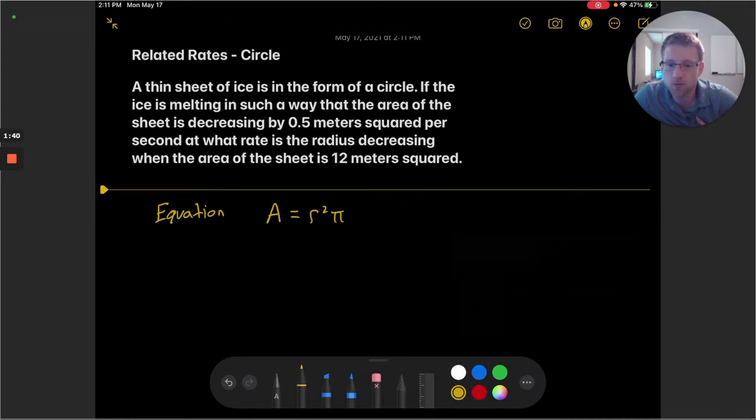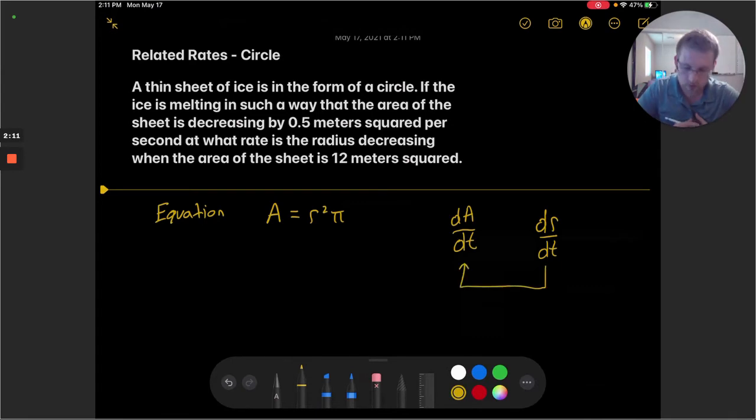And then I can consider, what are the two rates involved? I have the rate of the area change, and the rate of the radius's change over time. So this would be dA/dt, that's the rate of the area over time. And then we have dr/dt, that's the rate of change of our radius over time. So we would like to relate these two rates with this bridge called our area equation.